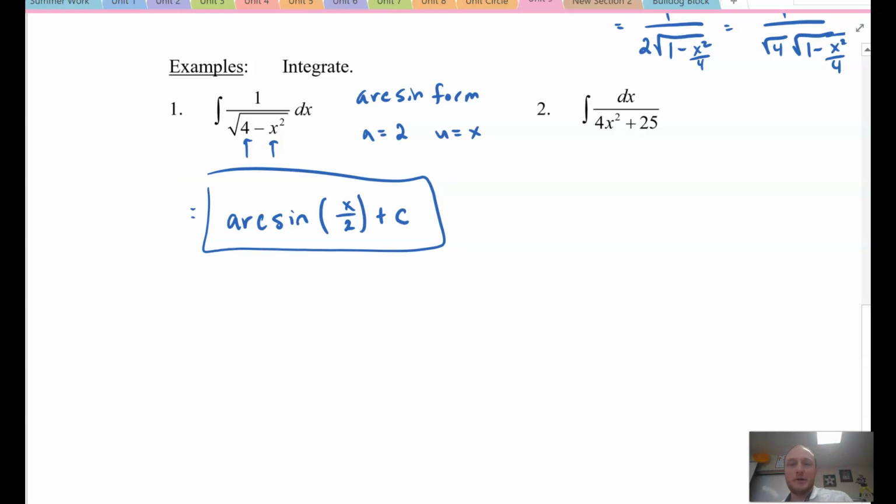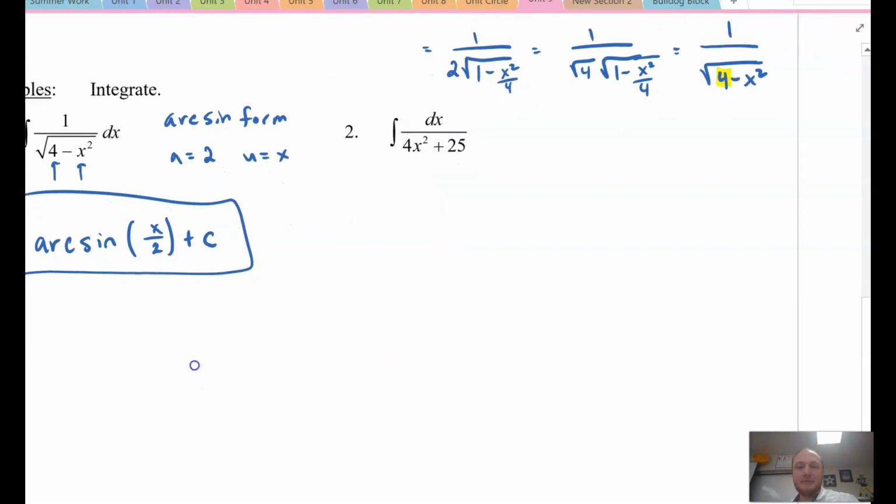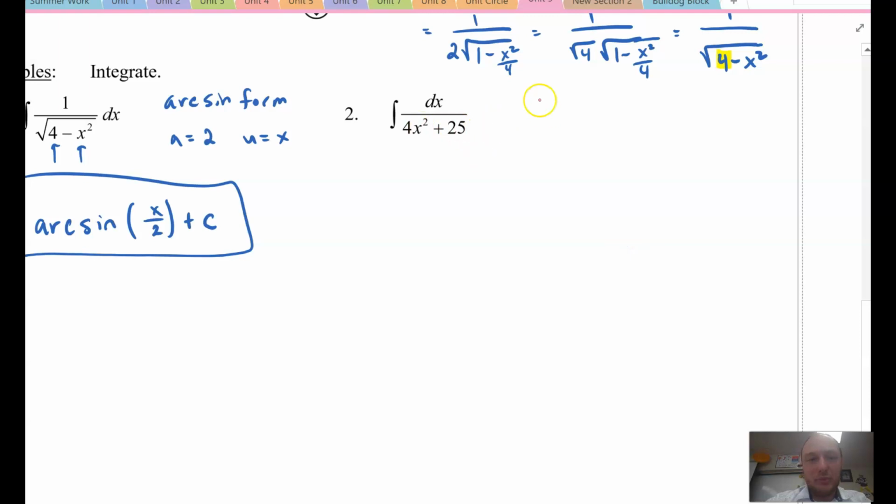Okay, so let's check out example 2. Again, what type of form is it in? Well, I notice there's no square root, and there's a plus. This is arctan form.